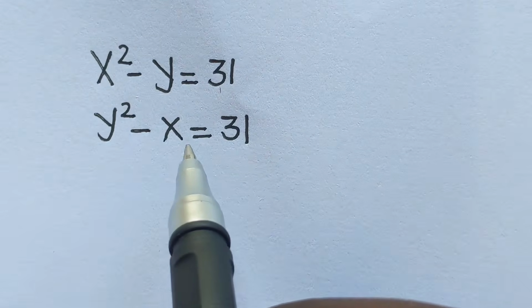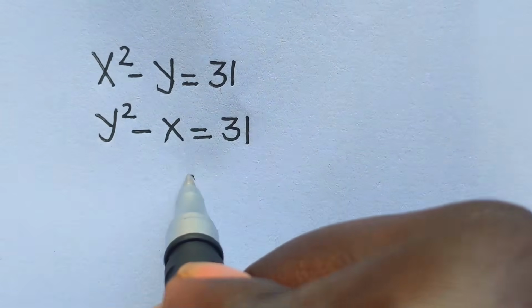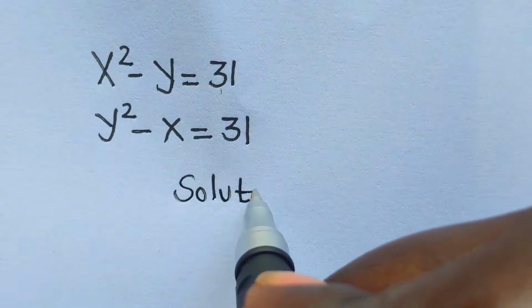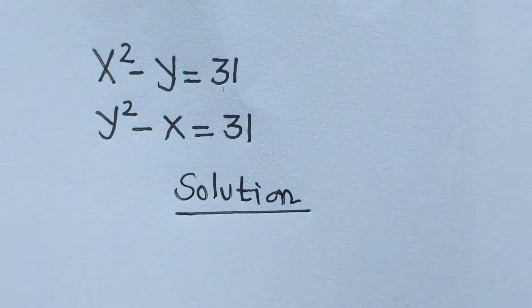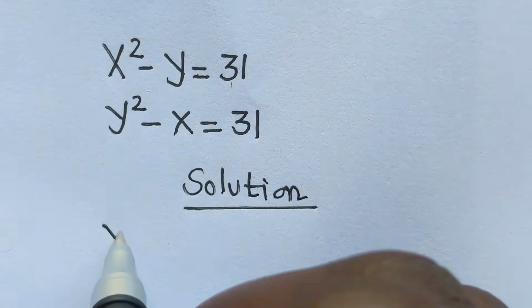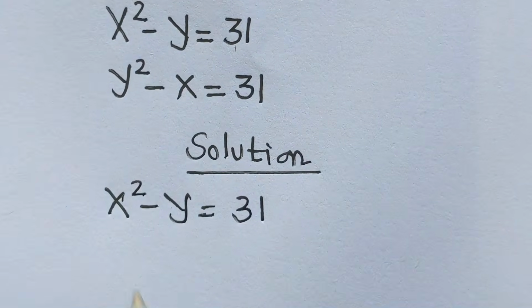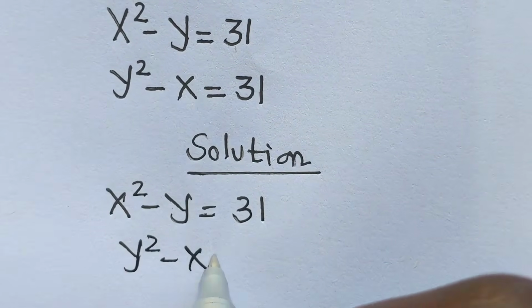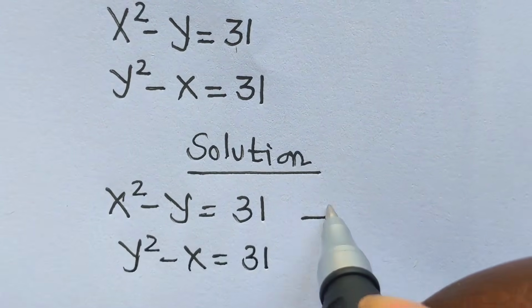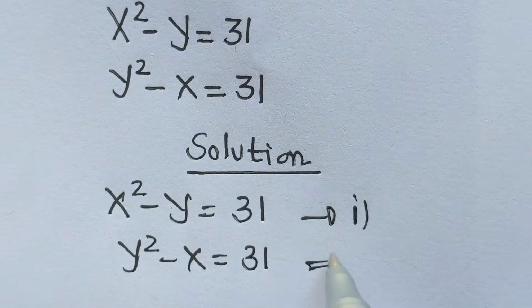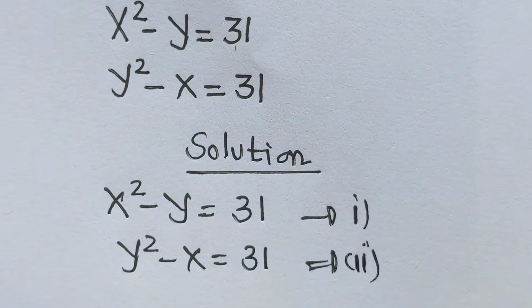Today's video I have given this question: x squared minus y equals 31 and y squared minus x equals 31. Let's provide the solution very quickly. We have to copy what we have: x squared minus y equals 31, which is equation 1, and y squared minus x equals 31, which is equation number 2.